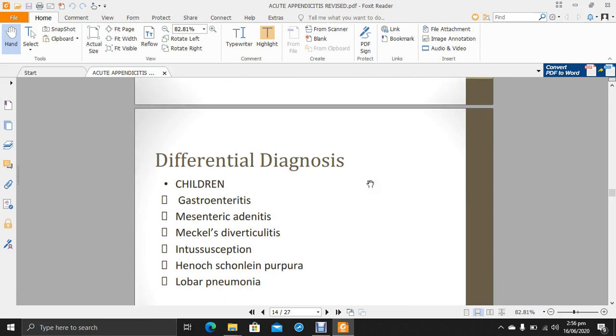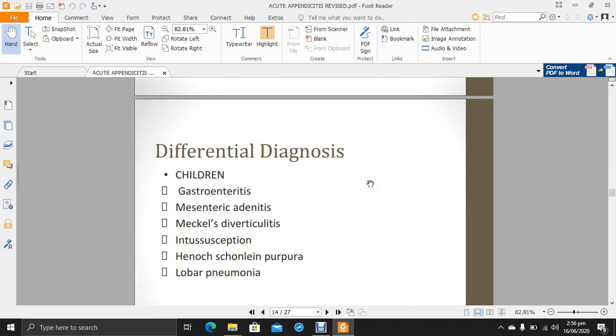Now, differential diagnosis. Remember, the differential diagnoses are different at different ages and also associated with age and sex. So the differential diagnosis of pain in the right iliac fossa can be gastroenteritis, mesenteric lymphadenitis, Meckel's diverticulitis, intussusception, Henoch-Schonlein purpura.